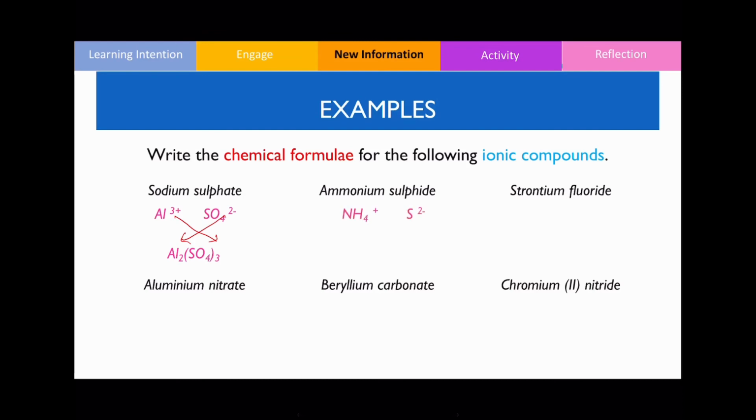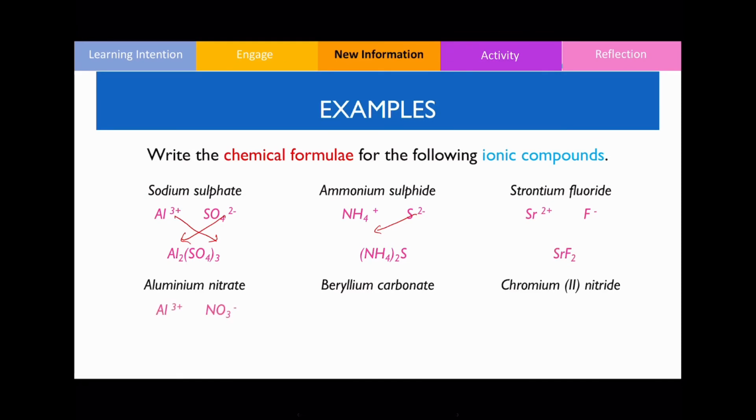Again, write down the charges for each of them, and use the CRISS-CROSS method. In this case, because the 2 is going to be exchanged to ammonium, which is a polyatomic, you'll need to use brackets. For the next one, strontium fluoride. Strontium is Sr2+, fluoride is -1. So to do the CRISS-CROSS, it becomes SrF2.